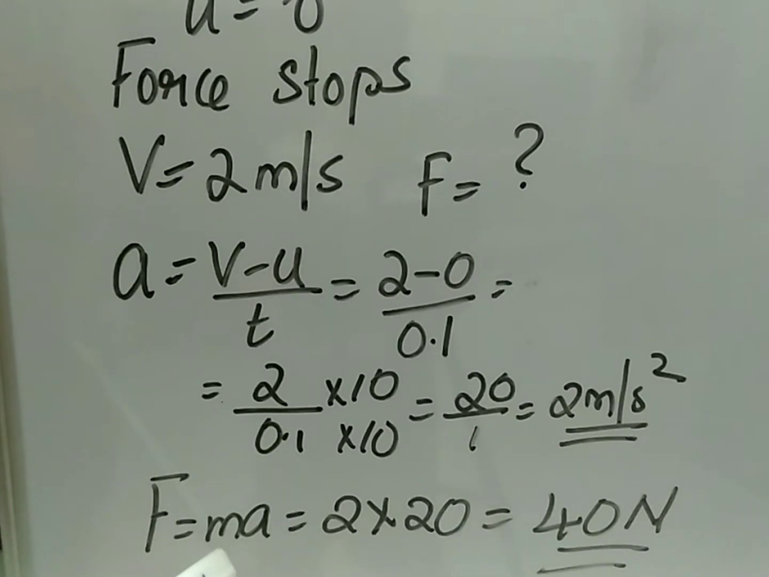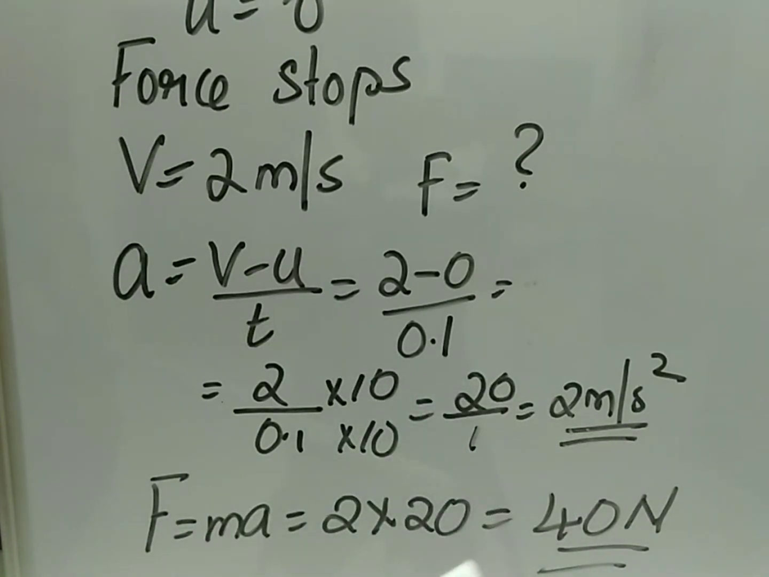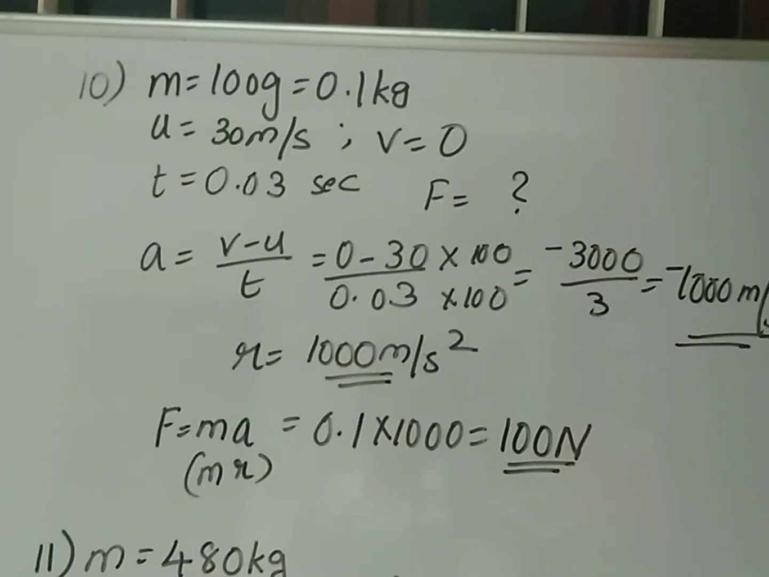F is equal to ma. Mass is 2 kg. Acceleration we got 20 meter per second square. Sorry, this is 20, it is not 2, you have to write here 20 meter per second square. 20 by 1 is 20. So 2 into 20 you will get 40 Newton.